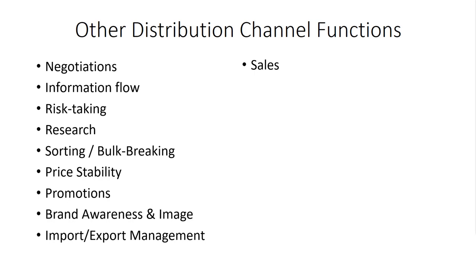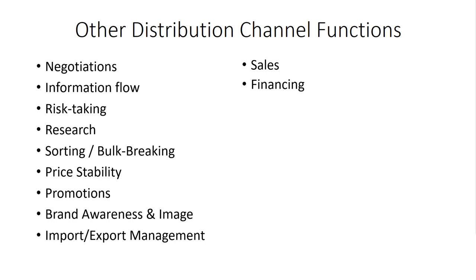Next is sales. Now, in every part of the distribution channel, there's some degree of sales happening because somebody somewhere needs to buy something from someone else. But we also know that sales is a function that may occur even to the end user, sometimes done by a retailer, sometimes by a distributor, and even sometimes by a manufacturer that makes the sale even though it's purchased at the retail location.